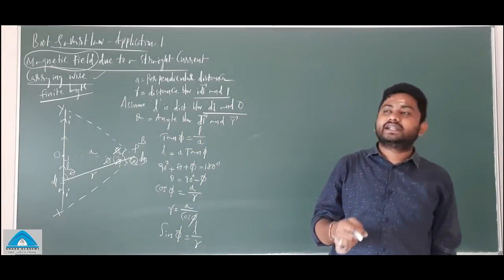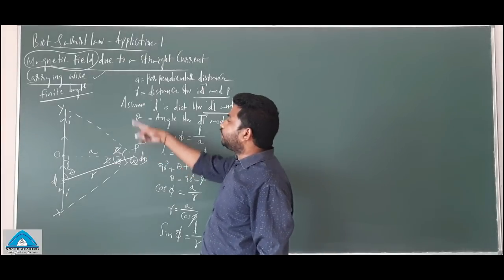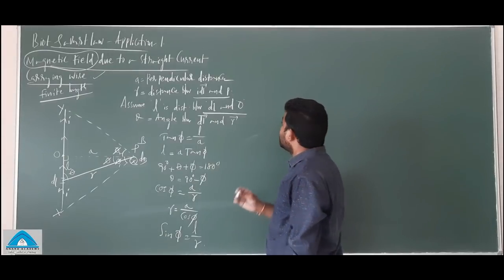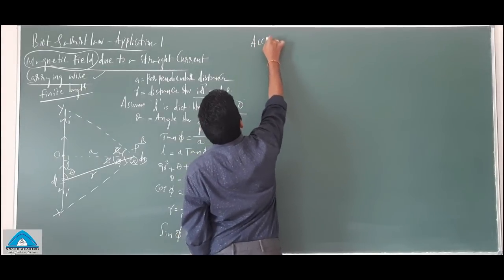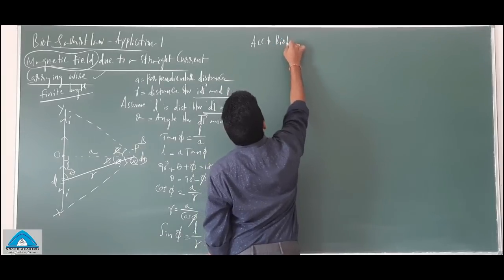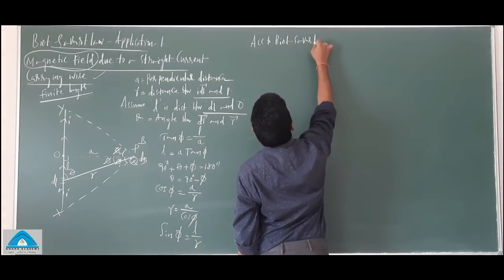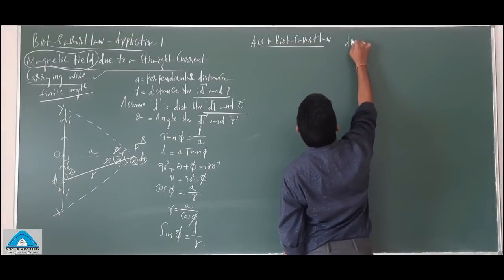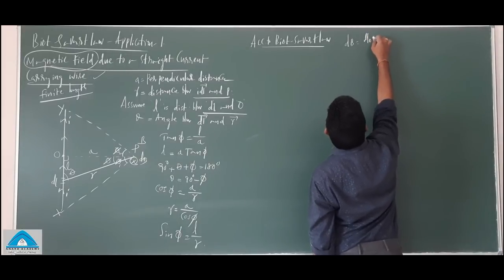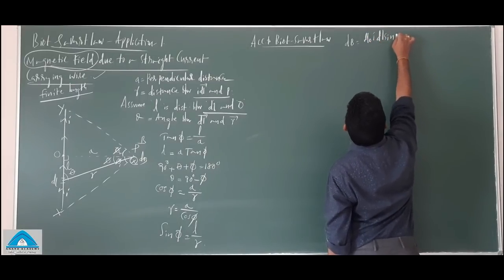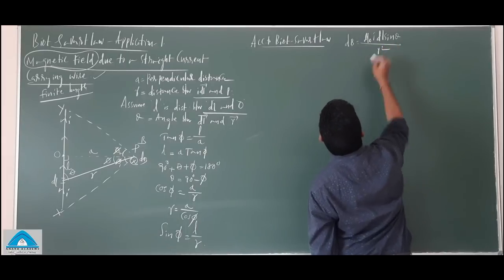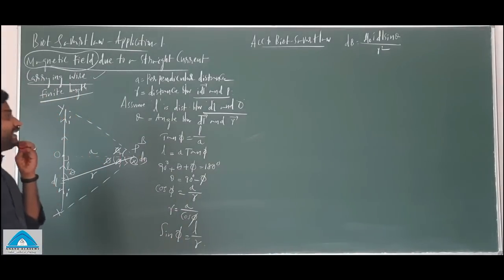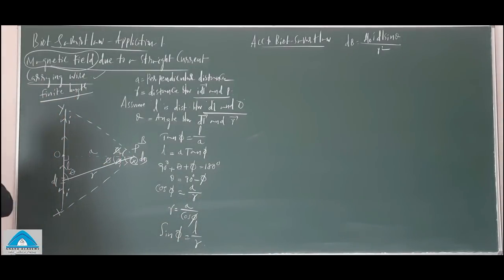Our aim is to find the magnetic field at this point due to the complete wire. So for that, first we will be applying the Biot-Savart law. According to the Biot-Savart law, what I am writing here, dB is equal to mu naught I dl sin theta divided by r square. Okay, clear? So here theta is not our concept here.